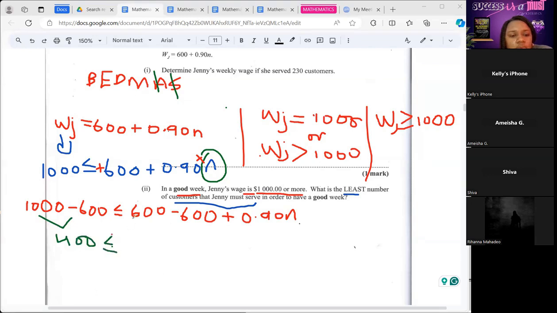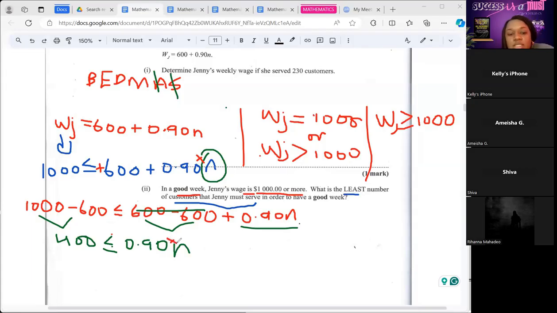Less than or equal to... well, 600, take out 600 will cancel and give you 0. You don't have to write 0, you could just write this. You have what remains, which was the 0.9n. And last but not least, we need to separate the 90 cents from the n.